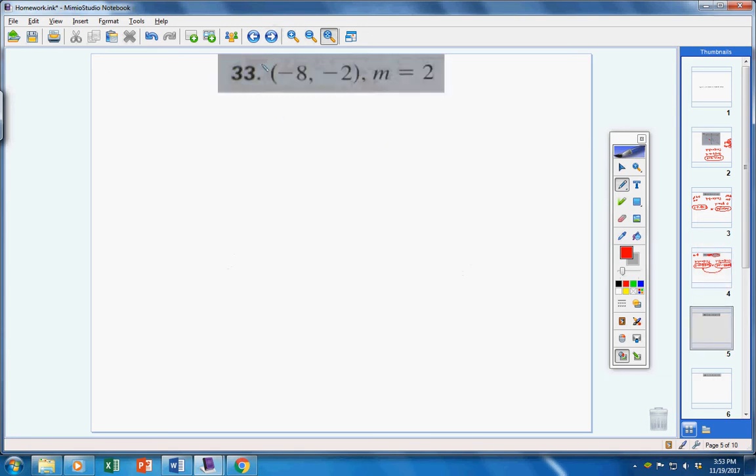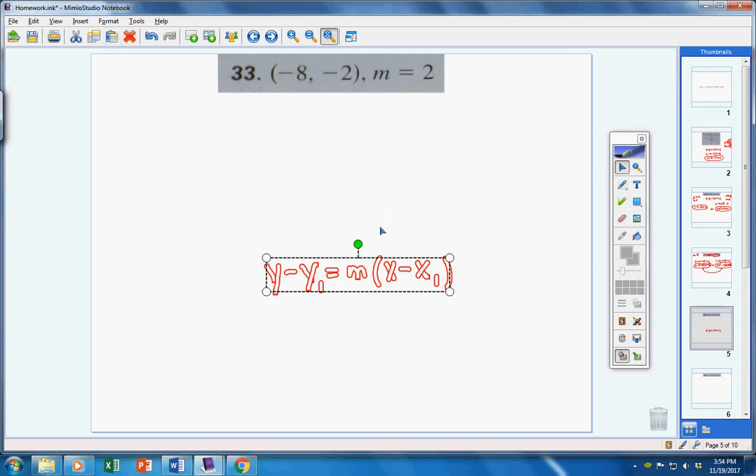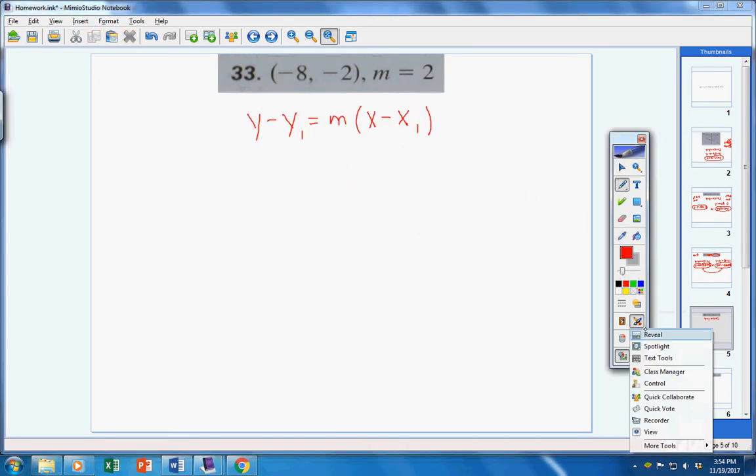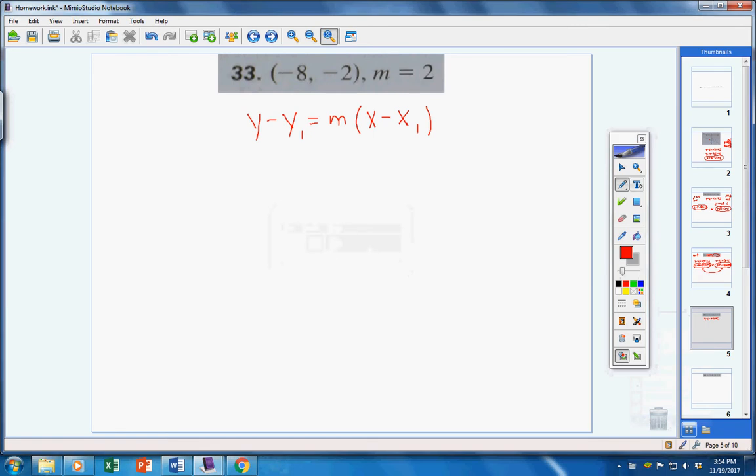Okay, numbers 33 through 37, we're going to write an equation in point slope form that passes through this point and has this slope. So here we go. Pretty simple. They've already given us a point. They've already given us the slope.